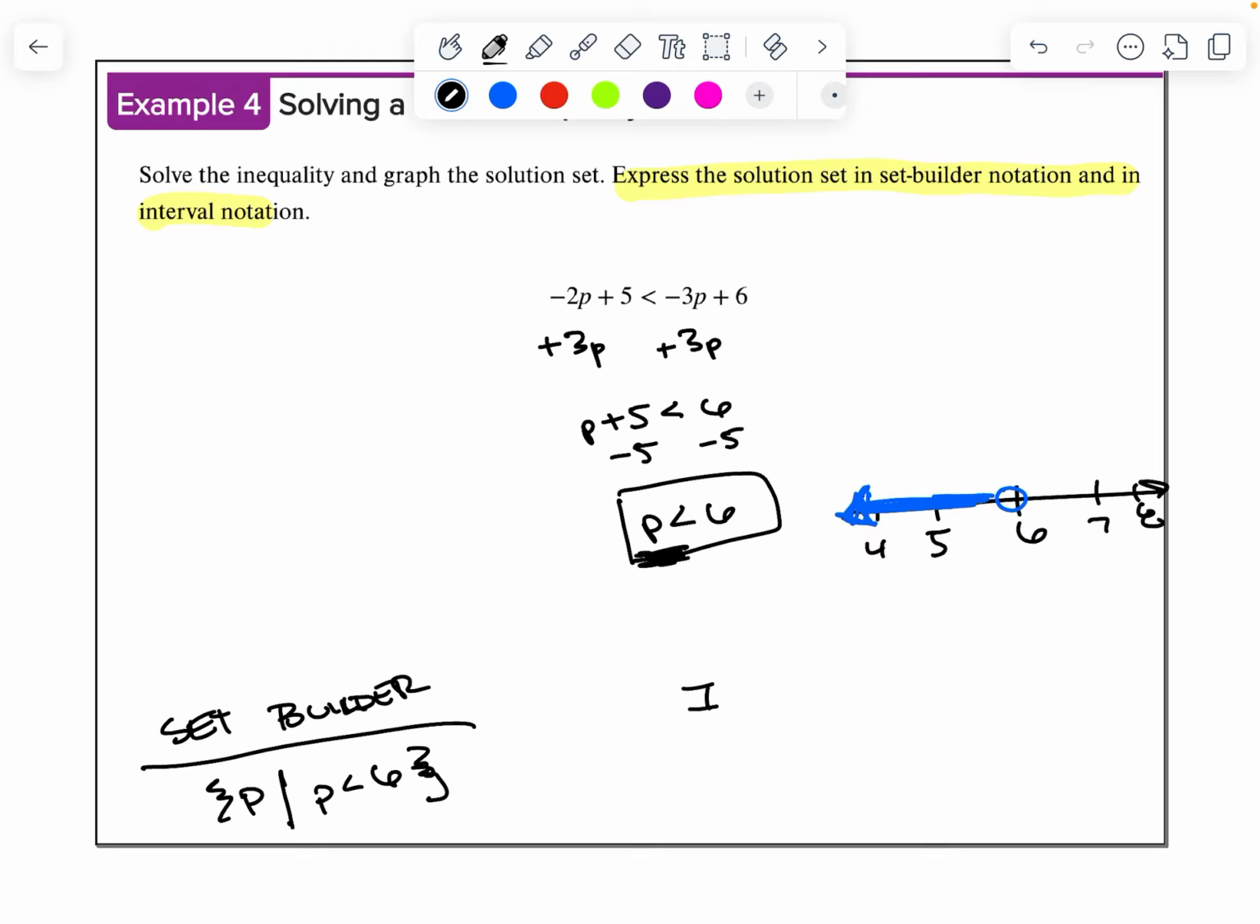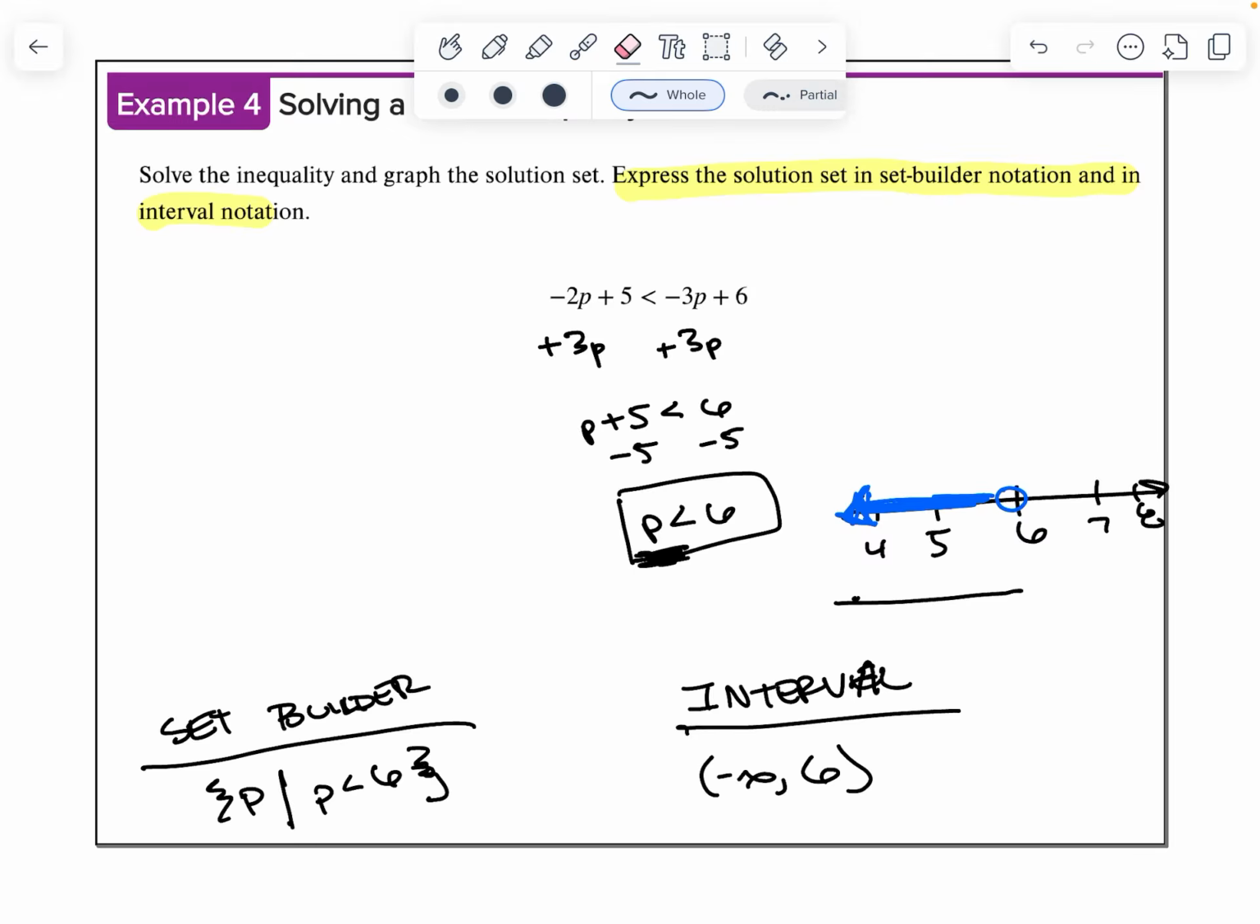And our interval notation is going to be, it's shaded everything from negative infinity all the way to 6. From negative infinity to 6. Remember, infinity always gets a parentheses. Even if the other item has a bracket, the infinity is never going to have a bracket. It's always going to have a parentheses.